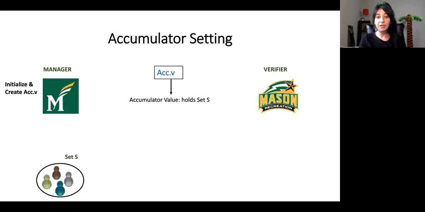So let's see what happens if we use an accumulator. Here we have the following entities. We have a manager that maintains an accumulator value. And we have a set of members that hold membership witnesses. And then we have a verifier that has access to the public accumulator value.